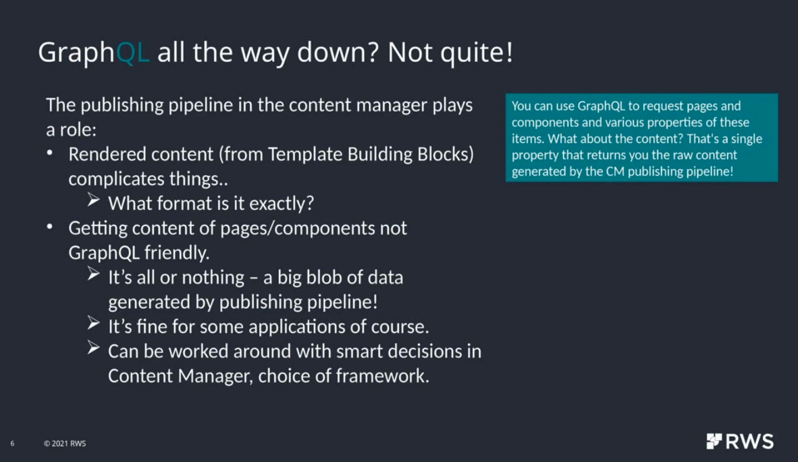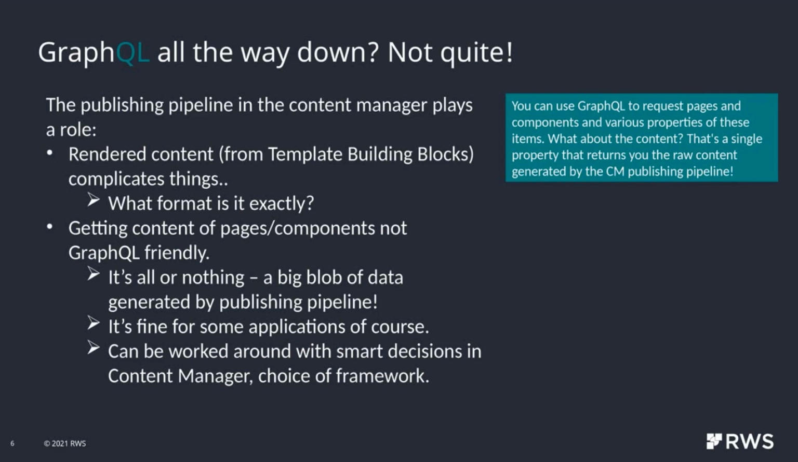It's a bit tricky. The publishing pipeline in the content manager plays a significant role in this. One of the issues is the rendered content from the template building blocks, and that complicates things. We'll probably use a DXA example throughout this presentation. Hopefully you're familiar with DXA, but you're rendering content through template building blocks that could be written by somebody else, and we don't know the format of that data. So when you want to access that data from GraphQL, it's hard to reason about the structure of it.